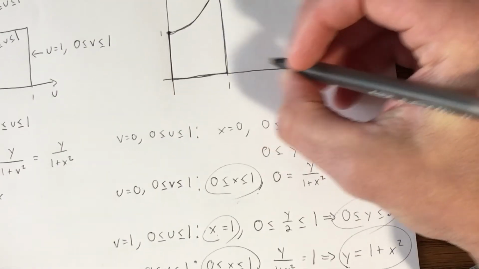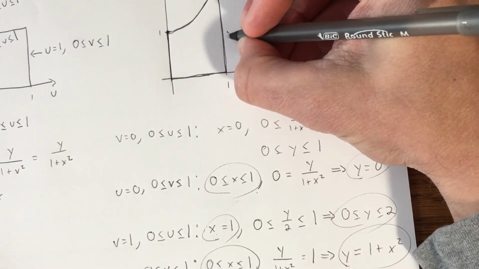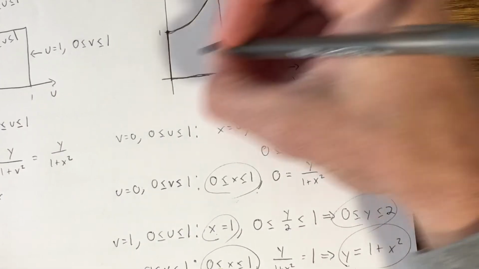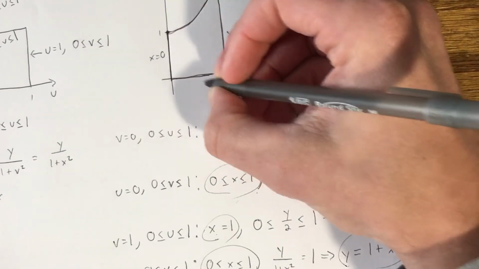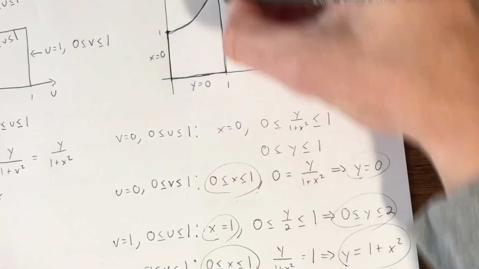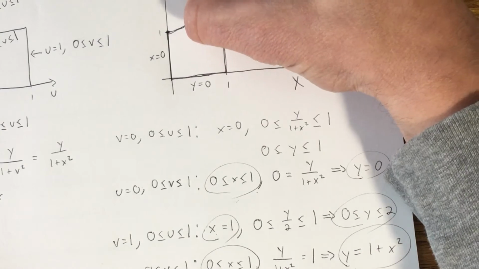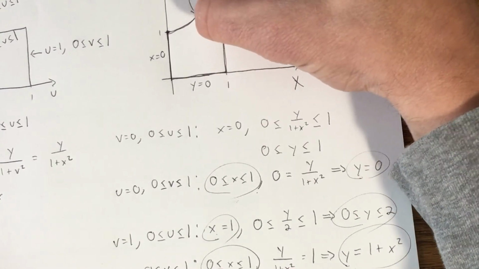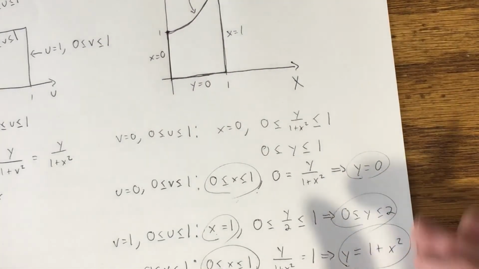Okay, so just to point out where all these sides are. This is the side x equals 1. This looks like x equals 0 here. This looks like y equals 0. And this looks like y equals 1 plus x squared.